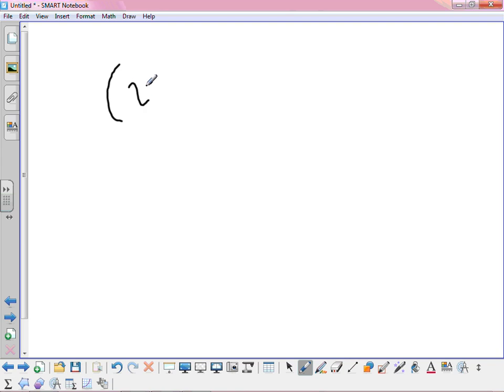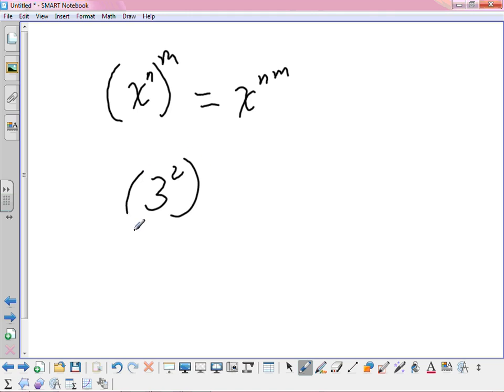Another basic rule is if you take a power of a power, then you multiply. So if I had 3 squared, so I have 2 factors, and now I'm going to list those 3 times, so I should have 6 factors of 3. Right?